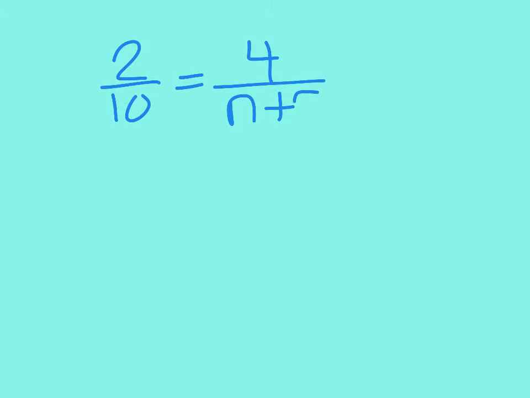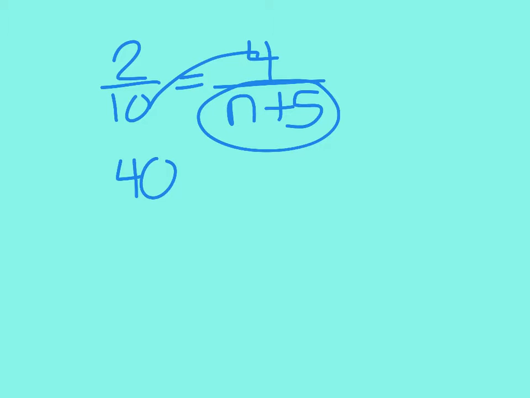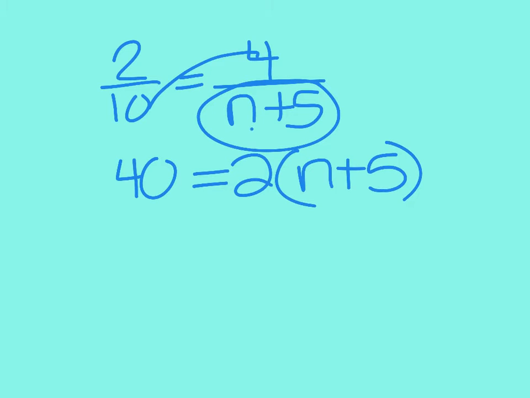Let's look at number 2 on your notes. 2 over 10 equals 4 over n plus 5. This is a little different; you haven't seen this before. We're still going to do the same steps. We're going to cross multiply. So 10 times 4 is 40 equals 2 times n plus 5, 2 times the sum of n plus 5.